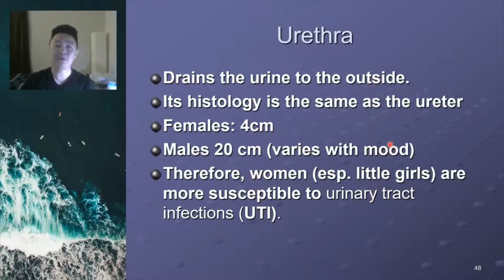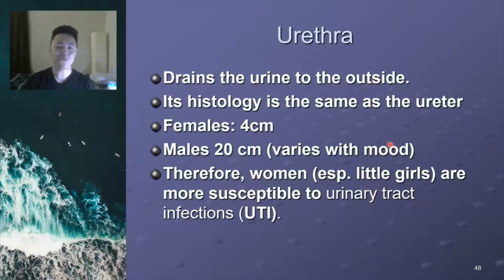Now, in females, the female urethra is around 3 to 4 centimeters on the average in length. Now, males, men, us, our urethra is around 20 centimeters in length, almost 5 times more the length of that in females. And of course, the length of that urethra varies with mood.